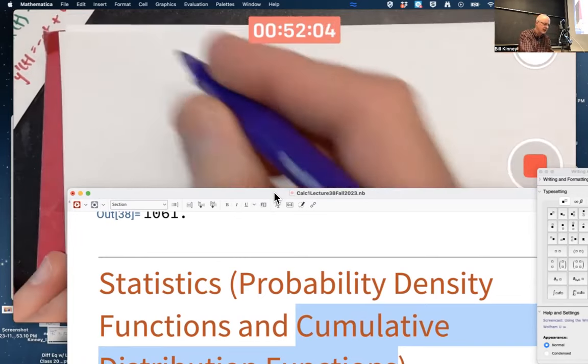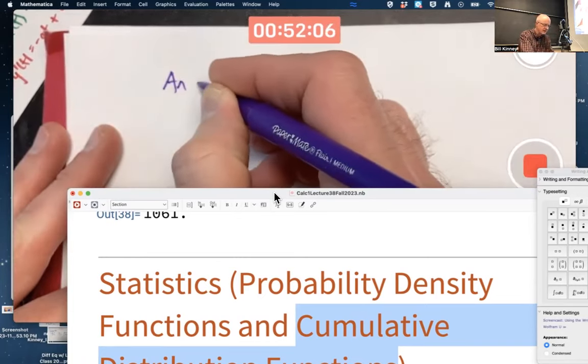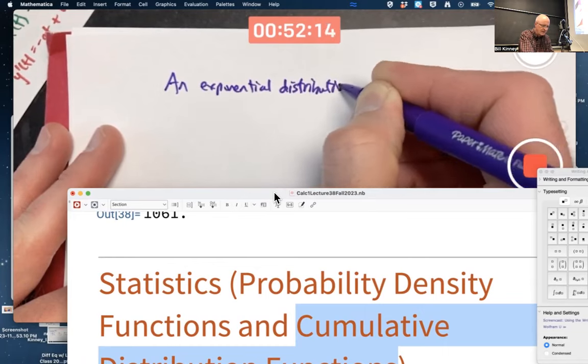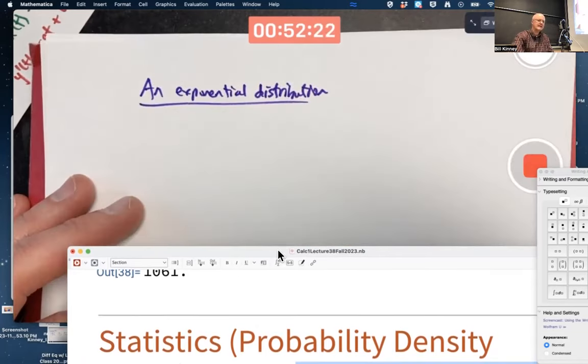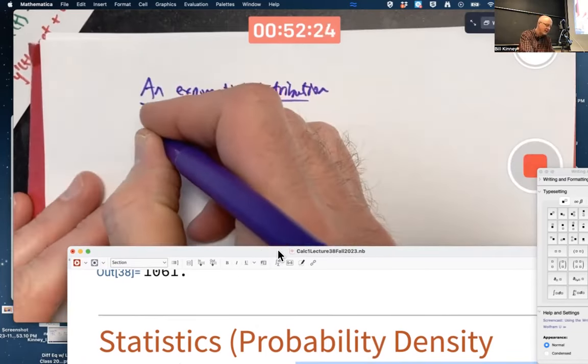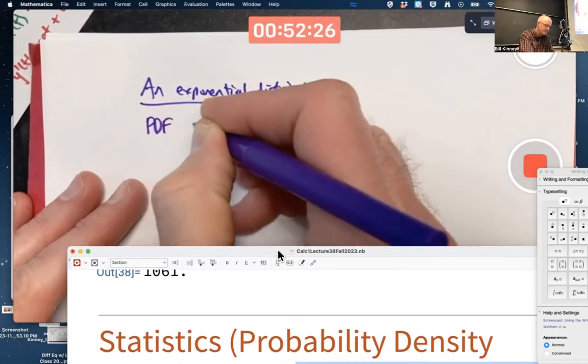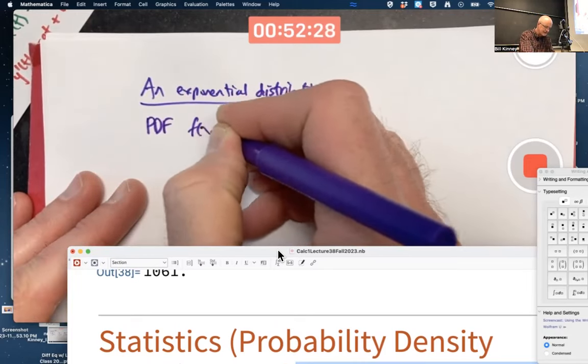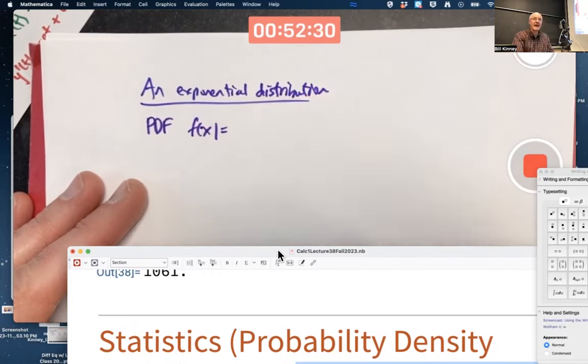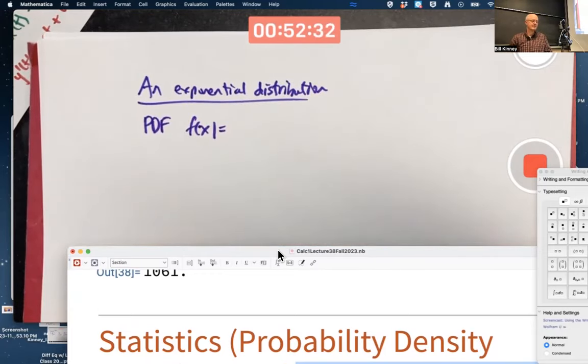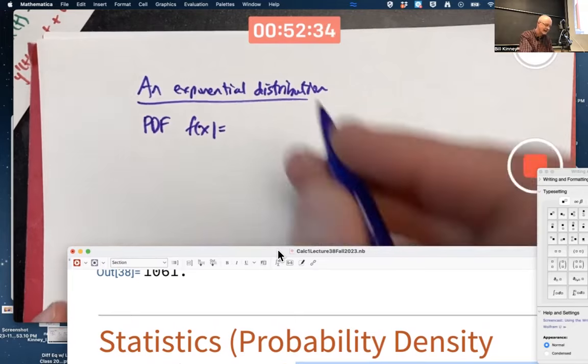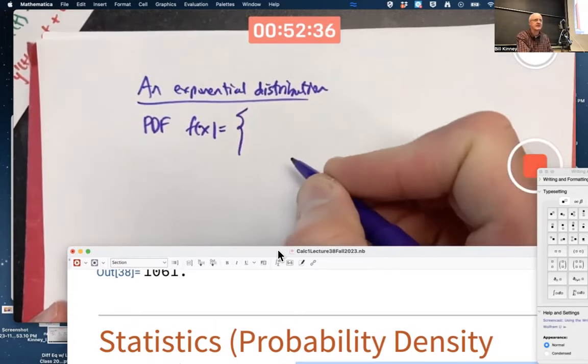Here's an example of something called an exponential distribution. Pretty important example in statistics. Its probability density function, PDF, f of x, is an exponential decay function. Well, technically, it's piecewise still, just like those other examples.